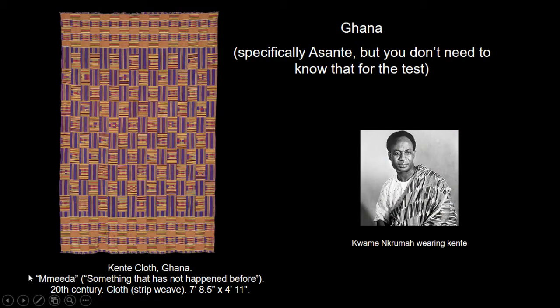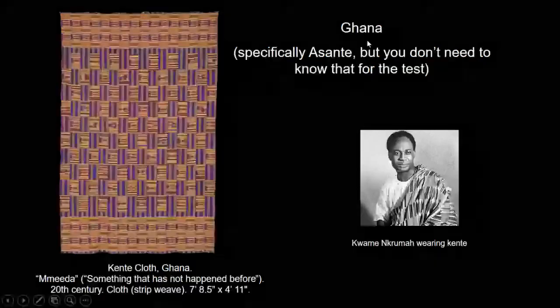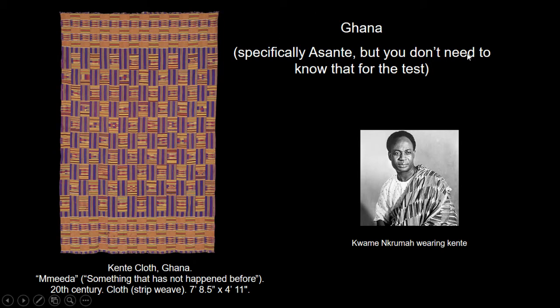And lastly, for arts of Africa, we could do a whole section on African textiles. My favorite has to be Kente cloth. So what you need to know is what the object is. It's called Kente, and I want you to know the culture. In this case, you can just know Ghana, because it has become synonymous with Ghana. It does originate in the Asante culture, but you don't need to know that for the test.